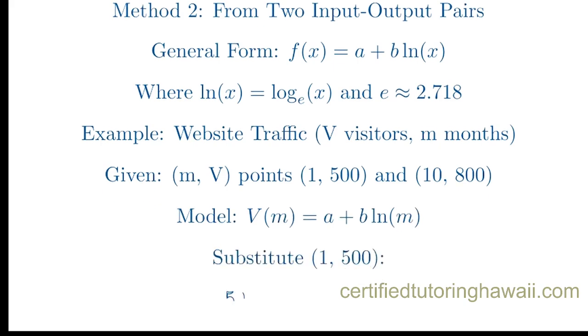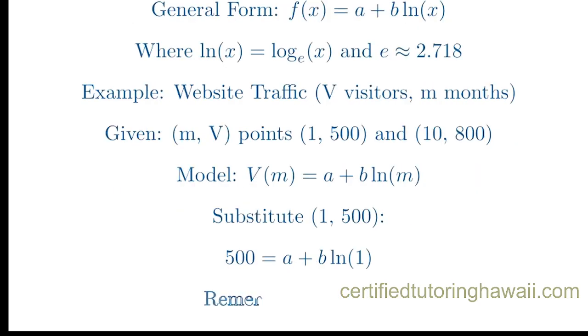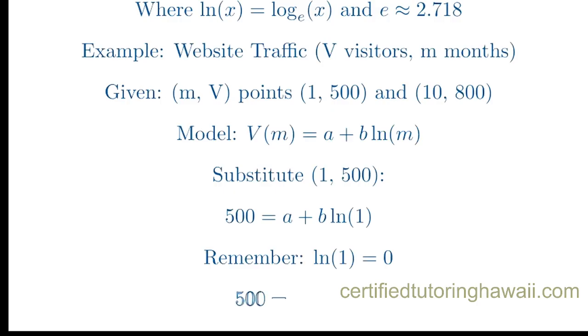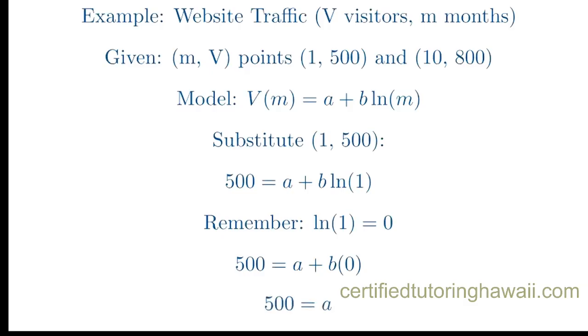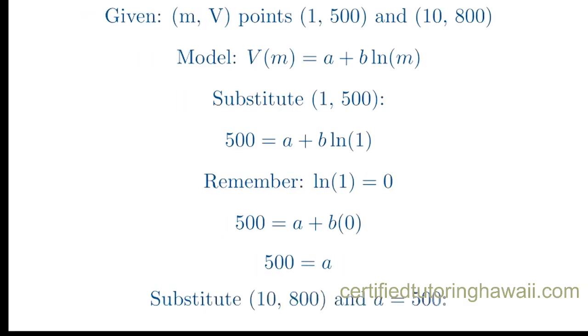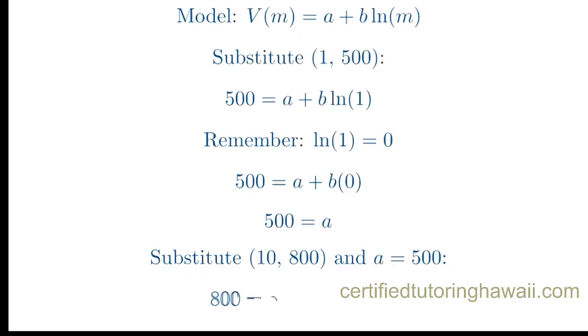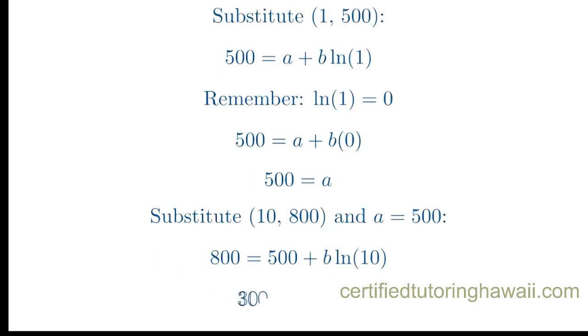First, we substitute the point, (1, 500), into our model. Here's a crucial fact. The natural log of 1 is always 0. This is because e to the power of 0 is 1. So the equation simplifies to 500 equals a. We found one variable. Now we substitute the point, (10, 800), into the model. Since we now know that a is 500, we write 800 equals 500 plus b times ln of 10. We can subtract 500 from both sides, which gives us 300 equals b times ln of 10.